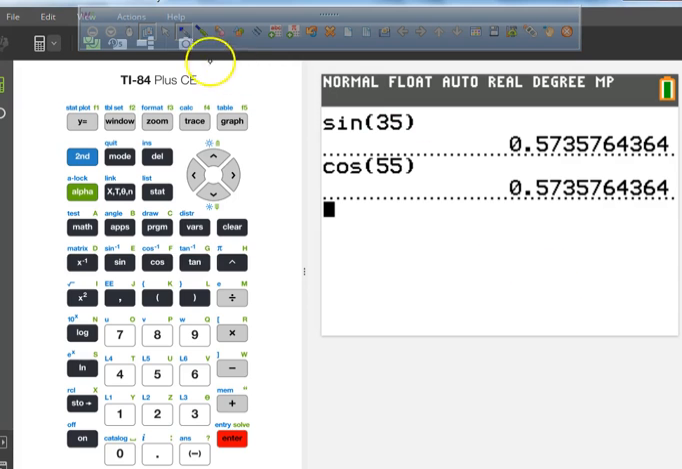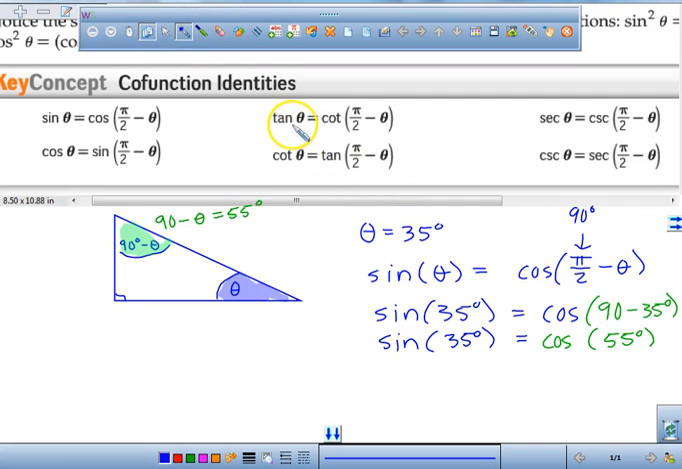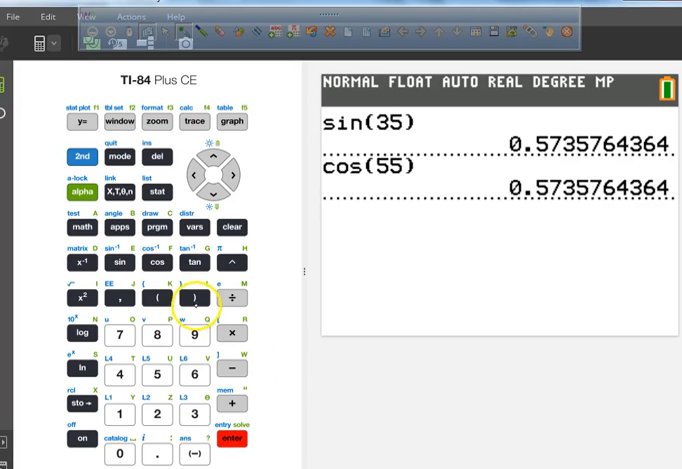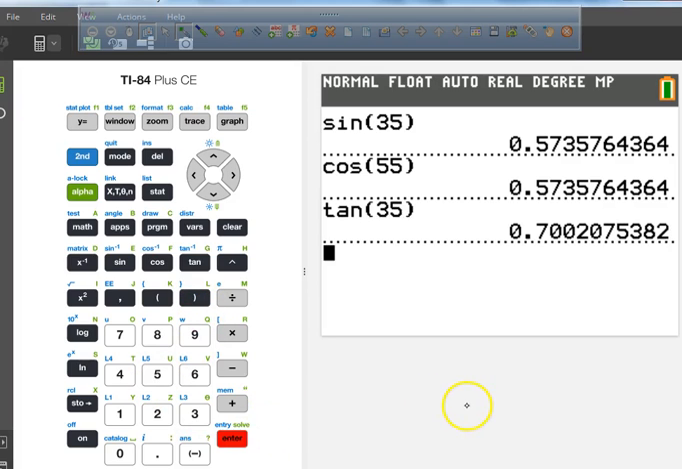All right. Okay. Let's try another. This says the tangent of theta has to equal the cotangent of pi over 2 minus theta. So the tangent of, what's our theta in this particular one? 35 degrees. What does that have to equal? That should equal the cotangent of 55 degrees. So how do I type this in the calculator? Let's see if we get this right. Here we go. Let's do the tangent of 35. Press enter. That's the approximate value for the tangent of 35.